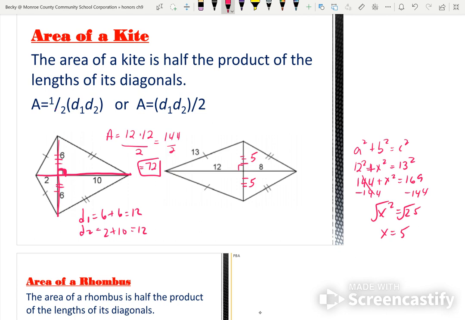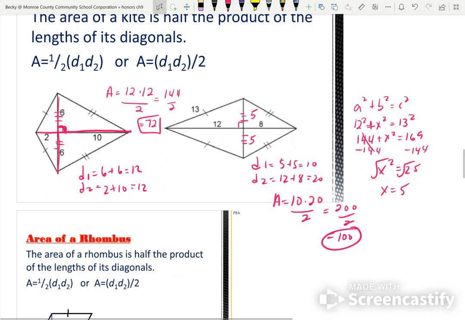Now we're not finished, okay? So diagonal 1, 5 plus 5 is 10. And remember, the diagonals are interchangeable. And the other one's 12 and 8, which is 20. So for your area, and you have to show what you're doing, one step at least. So 200 divided by 2 is 100. That's it.